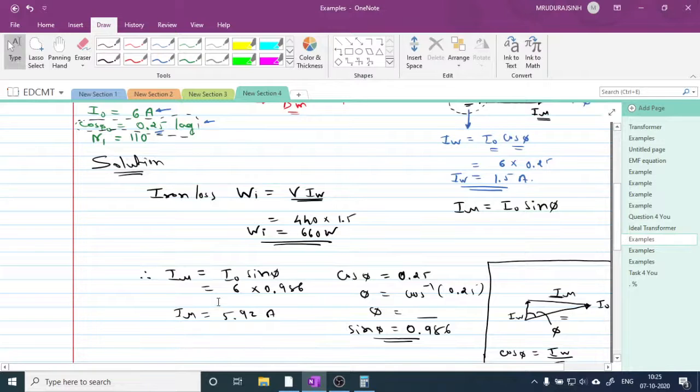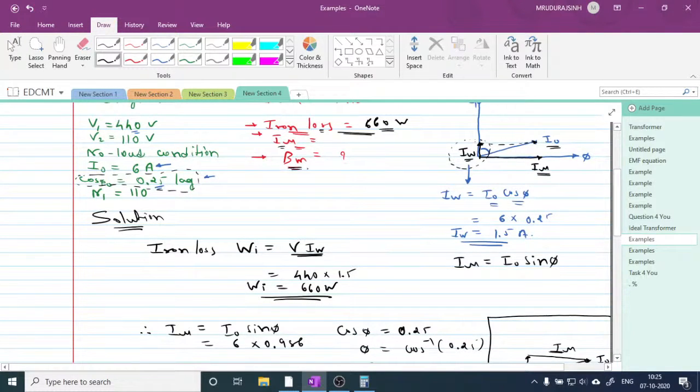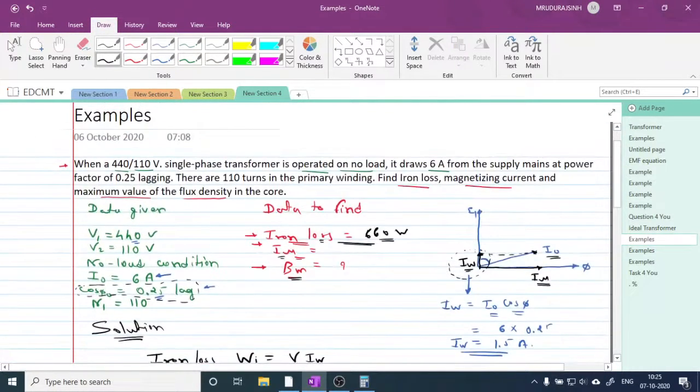Now we need to find the maximum flux density, right? What is the equation of flux density? The equation for flux density, B is equal to phi by A. For maximum flux density it is phi m by A. But observe the data given. Here we do not have A, the cross-sectional area. So when we do not have the cross-sectional area, what we can do is assume that A is unity, A is equal to 1.